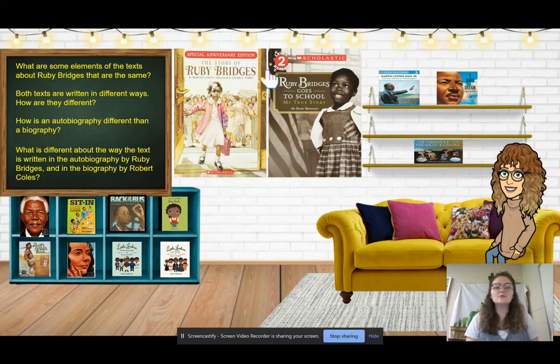The Story of Ruby Bridges is a biography. That means that someone else told Ruby's story, but used information from other sources like Ruby, her mother, her teacher, Mrs. Henry. So a biography is telling the story about a person. And they use resources from people, from other books, from other sources to help tell that person's story.